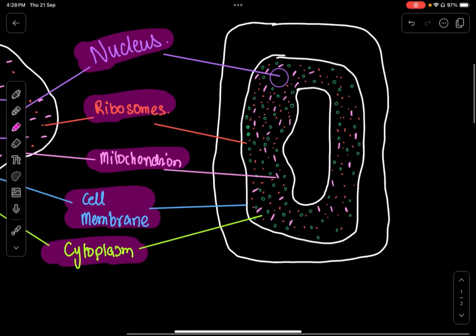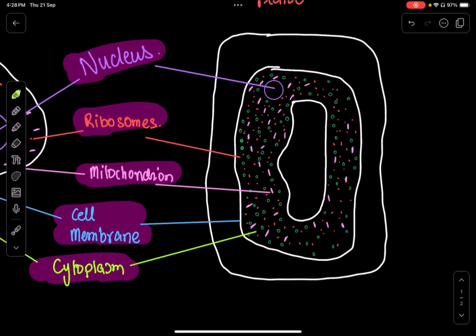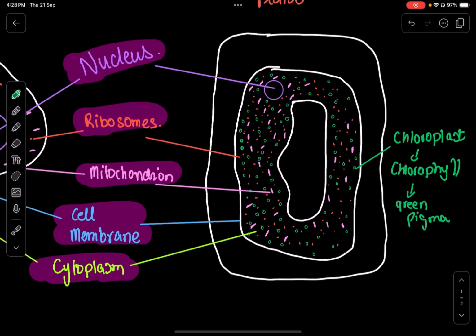Now if we talk specifically about a plant cell, in a plant cell you may see these green circles right here. These are called chloroplasts. These contain chlorophyll, which gives plants their green pigment. You normally see plants with green color. It's because of the chlorophyll that is present in the chloroplast in the plant.